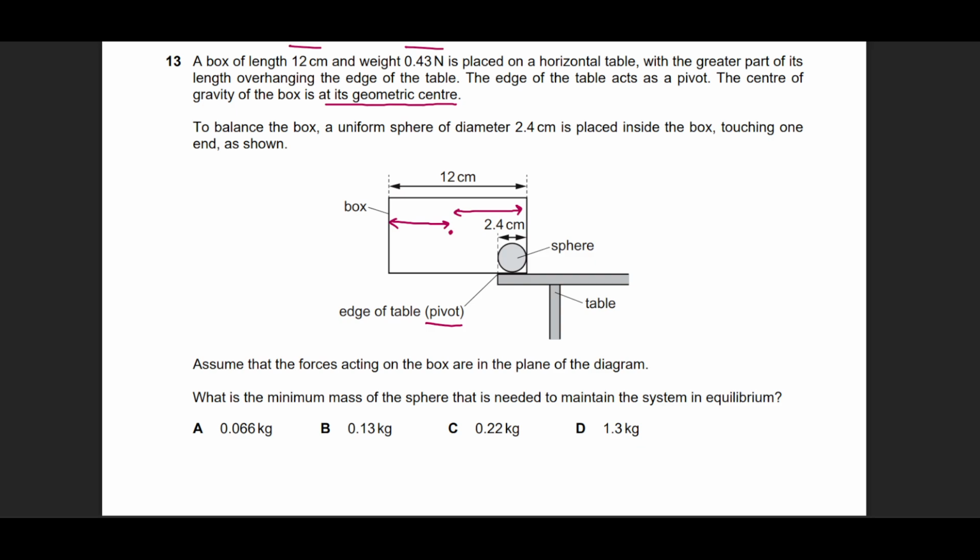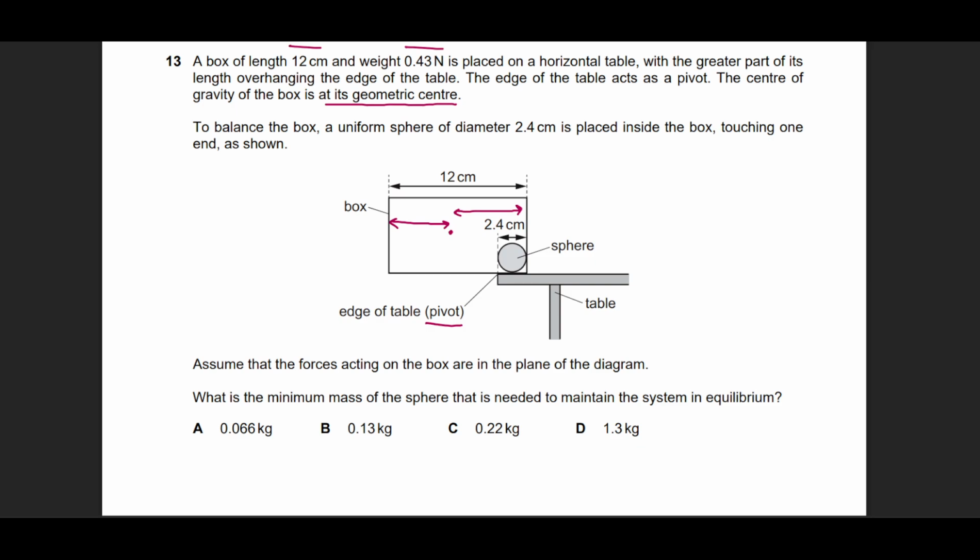He says assume the forces in the boxes are in the plane of the diagram, which means that there are no other forces acting left or right, or at least out of the page or into the page. Nothing of that sort is happening. Whatever is visible on the screen is going to be taken as it is. This is what he wants you to assume. He asks: what is the minimum mass of the sphere required to maintain this equilibrium?